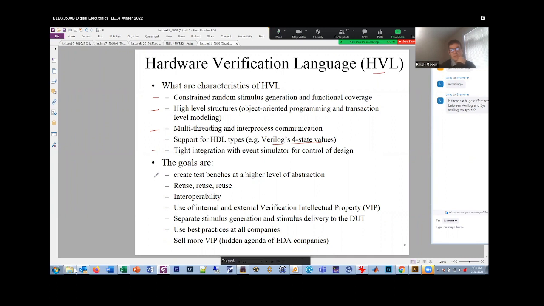The goal is to create test benches at a higher level of abstraction so that you can use the same test bench for many kinds of tests. You want to reuse your verification environment from one project to the next. You want interoperability between the blocks. You want to use VIP as much as you can, because in big companies, if you're doing a complex design, you can't afford to generate all the IP or all the VIP yourself.